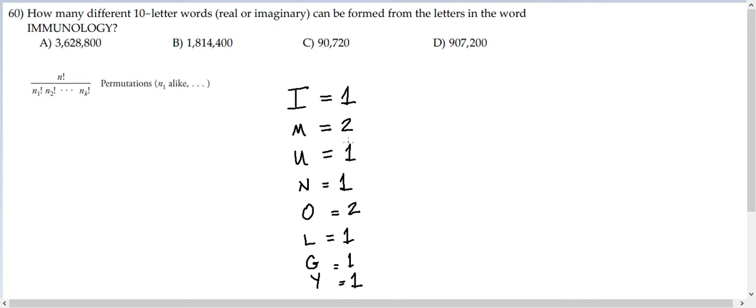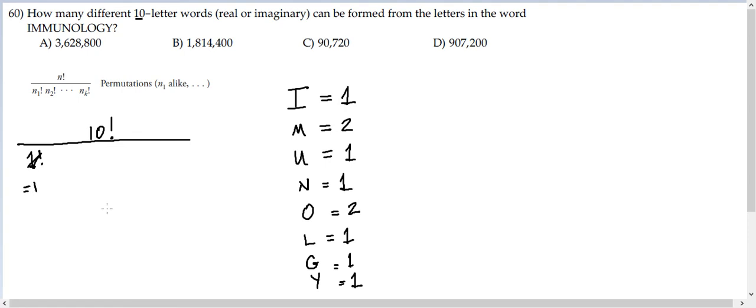1 plus 2 is 3, 4, 5, 7, 8, 9, 10. And it's a 10-letter word, so we know we got them all. We covered all our letters. So what we do then is in the numerator we put 10 factorial, and then we divide by all of these numbers factorial. Now, if you want to save yourself some time, don't even worry about the 1 factorials because they're just equal to 1.